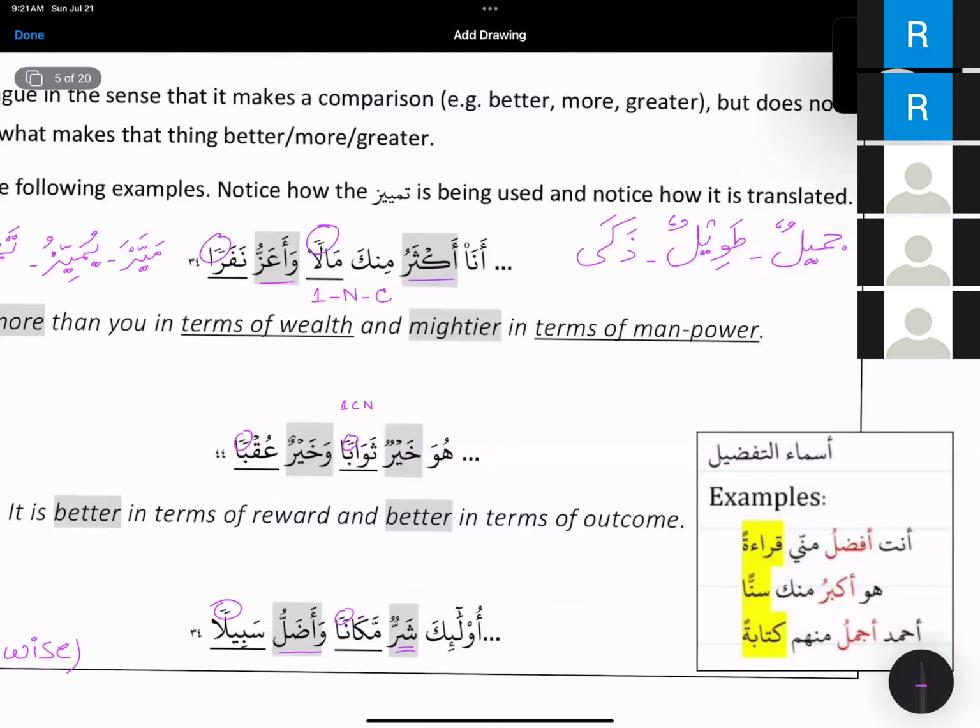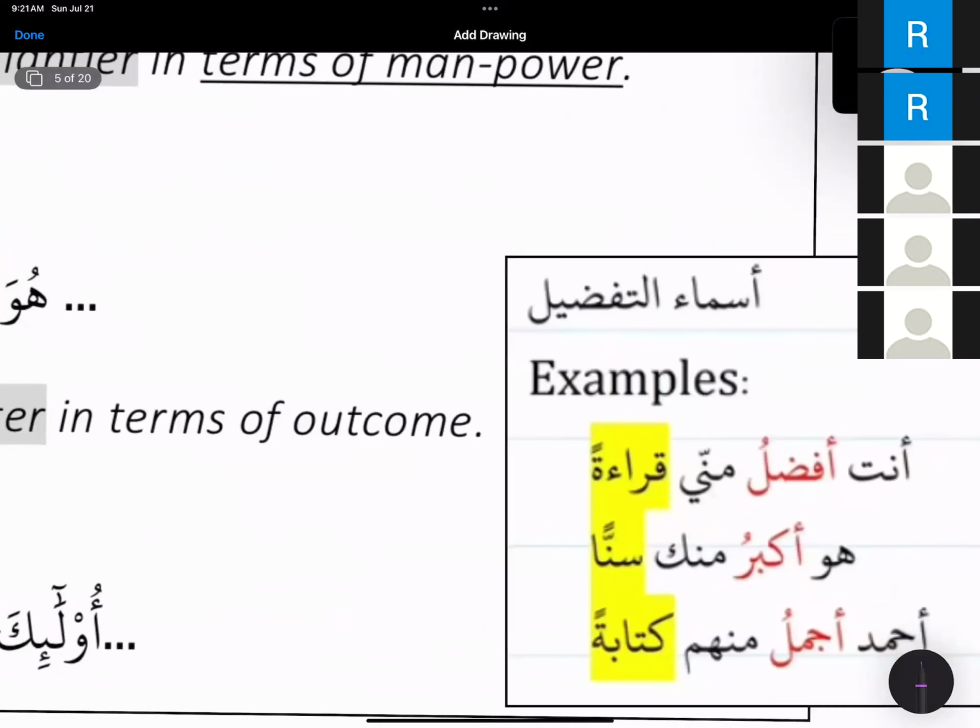Then some more examples over here. Anta afdalu minni, you are better than me. Now you're going to ask me in what sense I'm better than you. So your answer should be qiratan or khattan, in handwriting or in recitation or whatever sense you want to say. Or huwa akbaru minka, so he is older than you. When I say older, then it is clear. But akbaru is bigger, or in a sense that he is more than you. In what sense again? Sinnan, age-wise. Right?